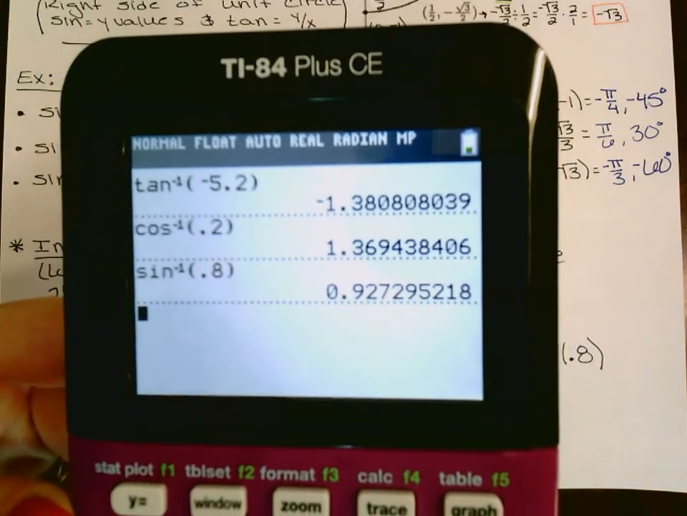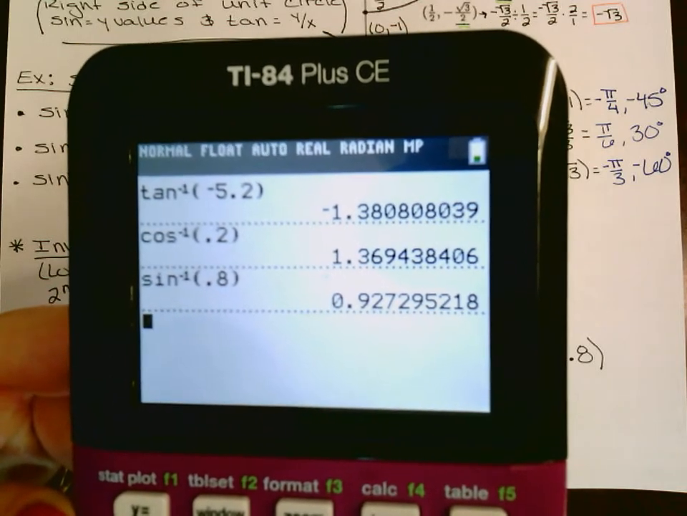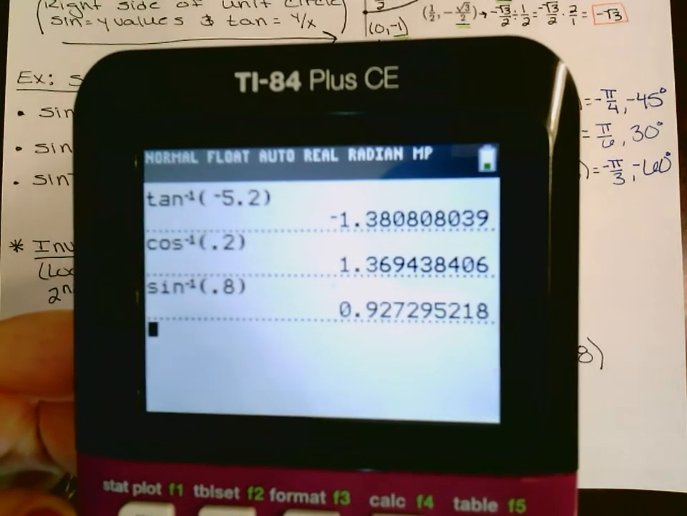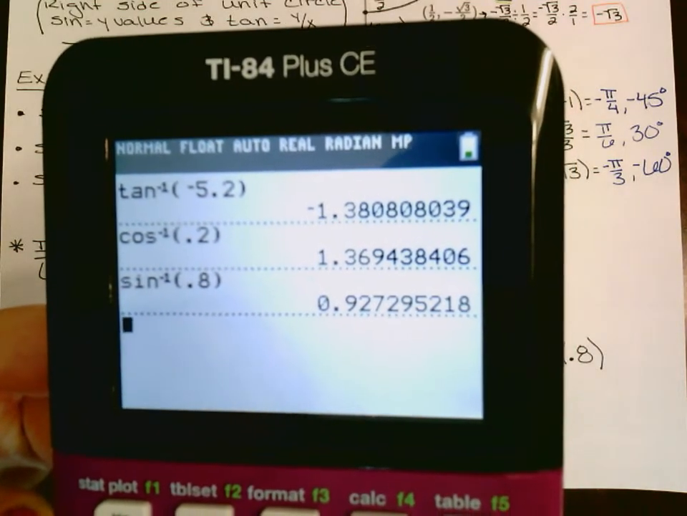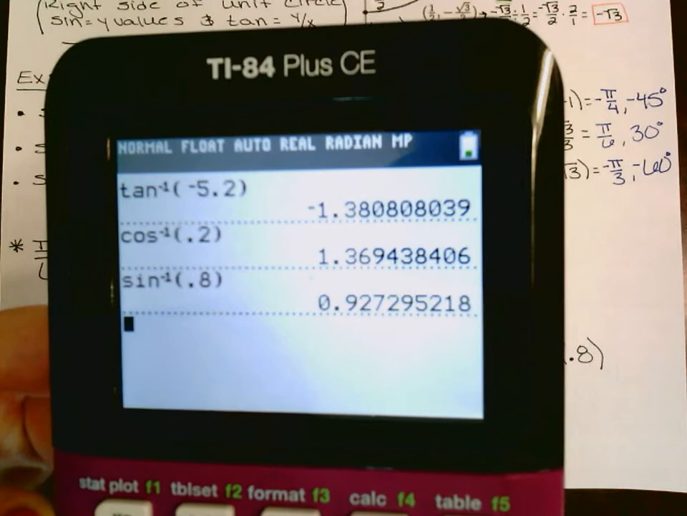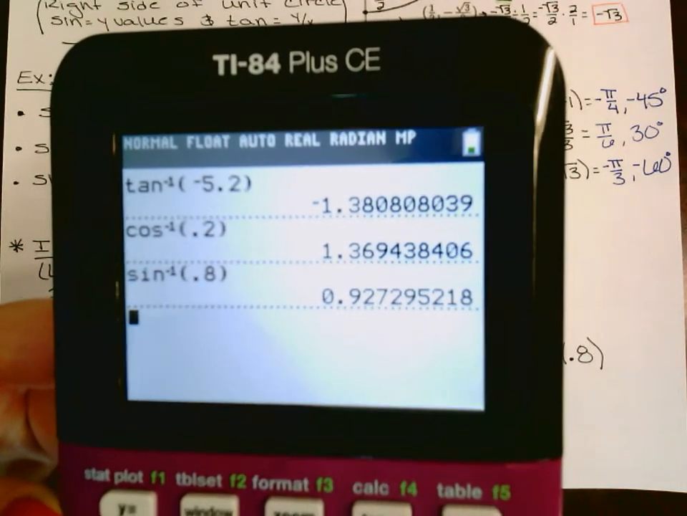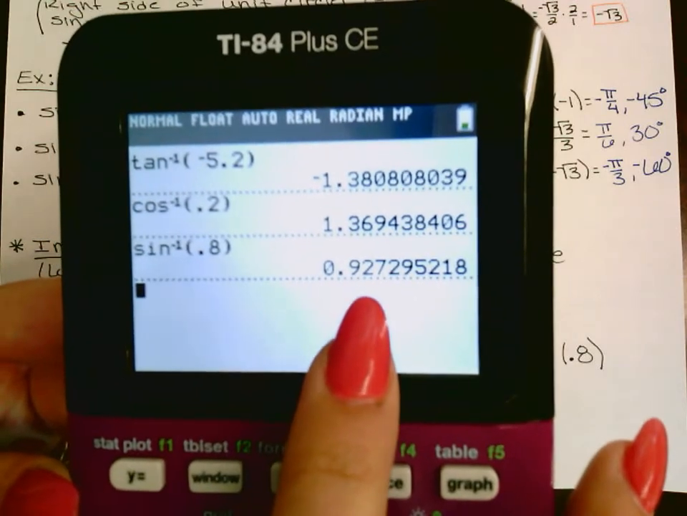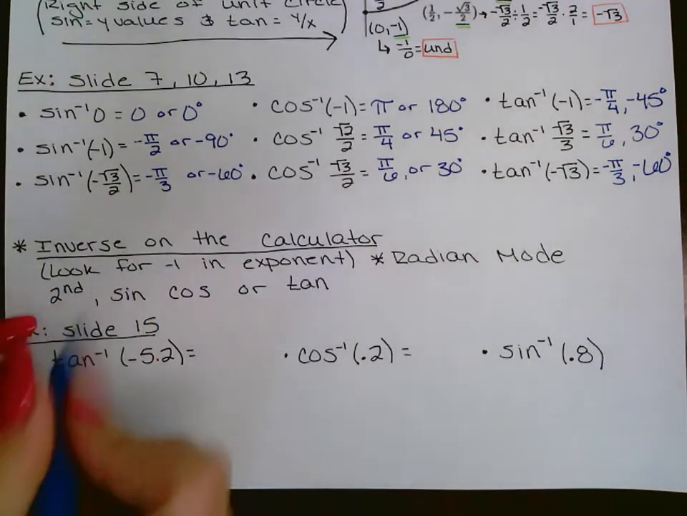Your inverse tangent has a negative 1.38. Your inverse cosine has a 1.369. And your inverse sine has a 0.927. Remember, you only need to write the first 3 digits. If you are planning on taking AP Cal in the future, you get full credit for writing the first 3 digits without rounding. Let's write those answers in.